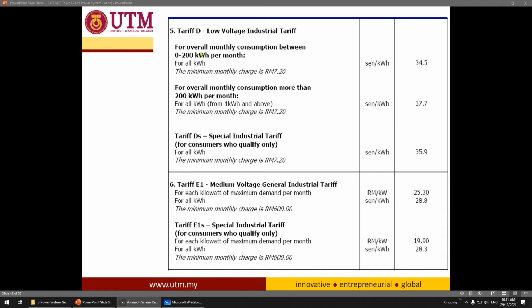So you have an overall month consumption here, and then month consumption more than 200 kilowatt. This is less than 200, this is more. This one is the special tariff for all kilowatt hour. This is the cost. This is for the special one. Another one is the tariff E1, medium voltage industrial. This one is for each kilowatt. This one you have to pay the maximum demand as well as the energy use.